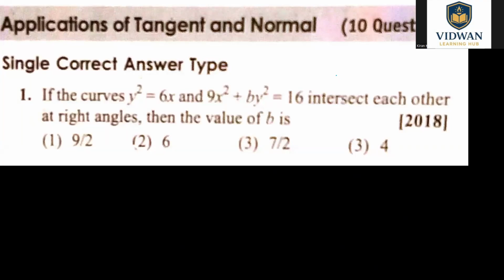So there are 10 questions on applications of tangents and normals. With this topic will be complete after these 10 questions. So a question from 2018. Given that these curves intersect at right angles, what is the value of B?